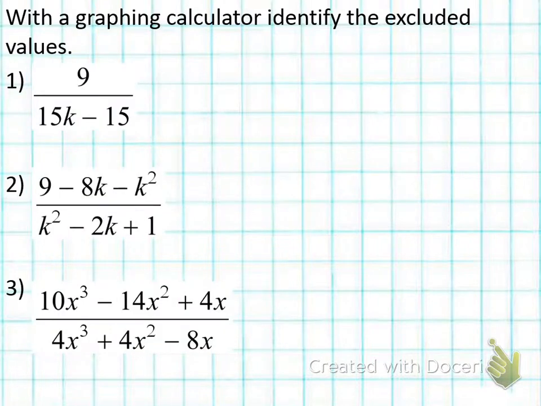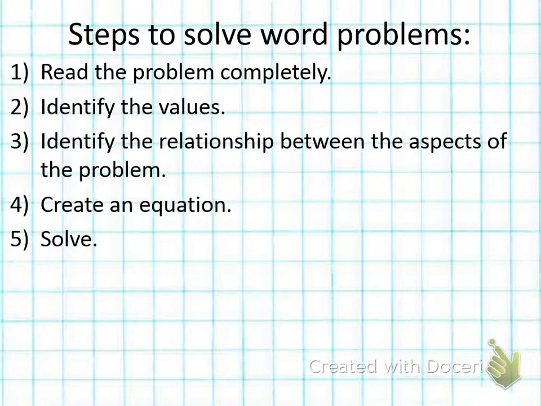And these were the actual expressions we used. Okay, now these are the steps for word problems. Read the problem completely. It's very important we understand what the problem's saying. We have to imagine what's going on so we understand it. You need to identify the values, identify the relationship between the aspects of the problem. You have to create an equation and solve it. Okay. This is really hard.